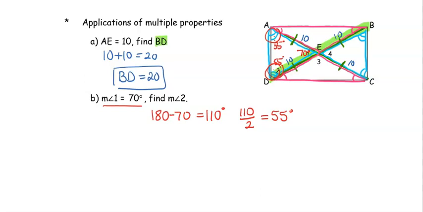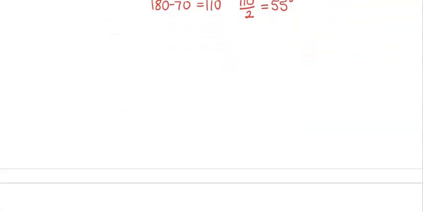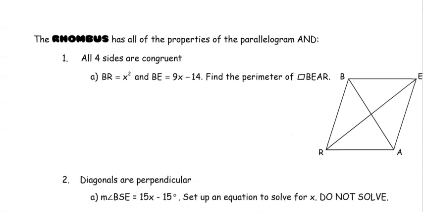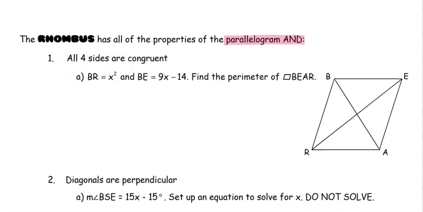Okay, so let's go ahead and turn over. Let's look at what we have with our rhombi. Rhombi is just the plural of rhombus. The rhombus has all the properties of the parallelogram. So remember, all 5 that are coming from the parallelogram, and then the rhombus gets 3 additional properties. The first one being that all 4 sides are congruent.